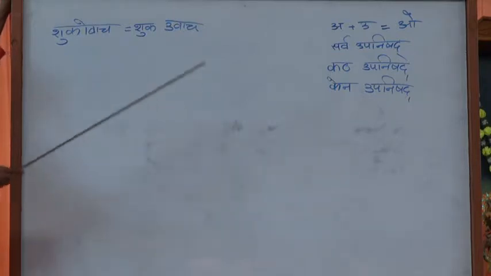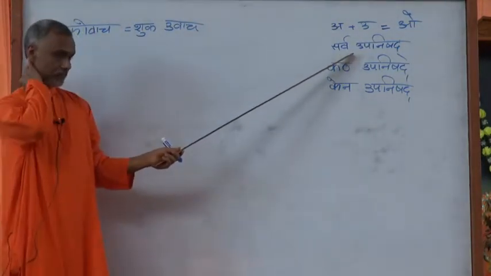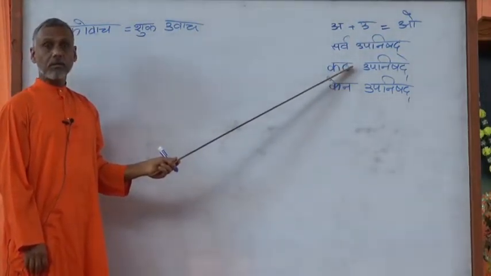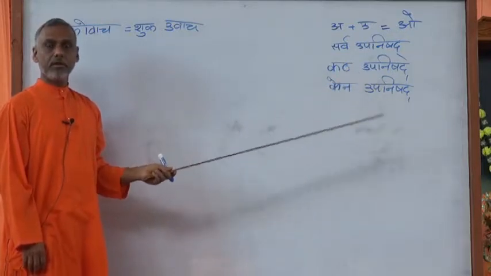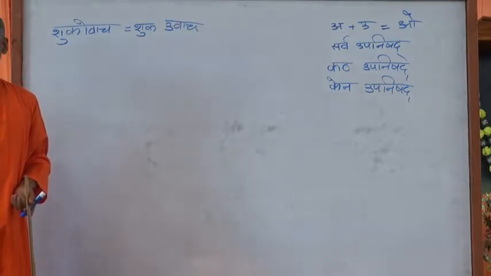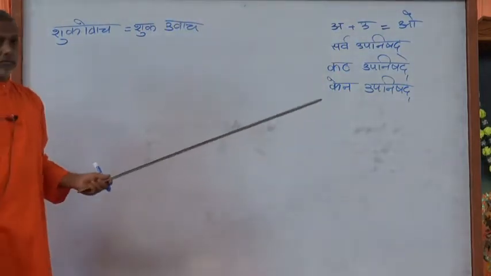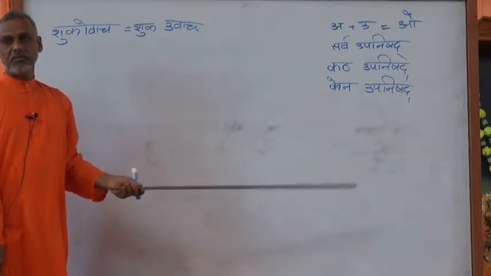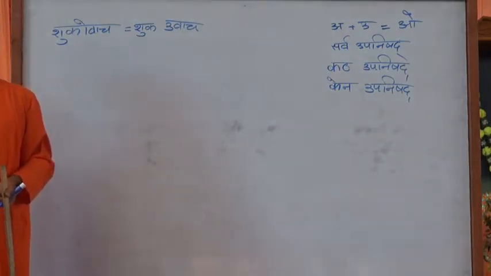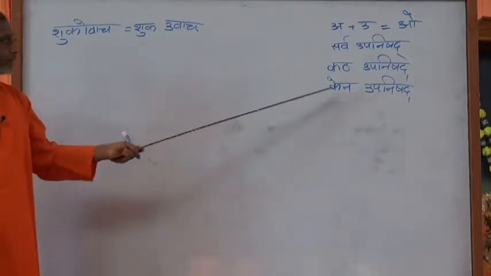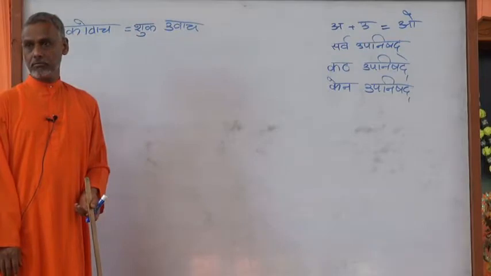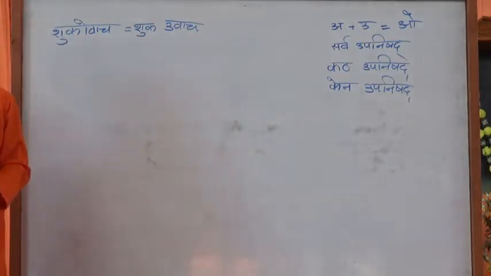Shuka said, and over there, what you will get? What you will get here? Sarvopanishad. Here? Katho Upanishad. You can't say Katho Upanishad, eh? You have to say Katho Upanishad. Yes. Katho Upanishad. Keno Upanishad. So sometimes people say Kena Upanishad, or you have to say Keno Upanishad. So you understand, the U has gone into the O. The U has dissolved into the O, like sugar has dissolved into orange juice.